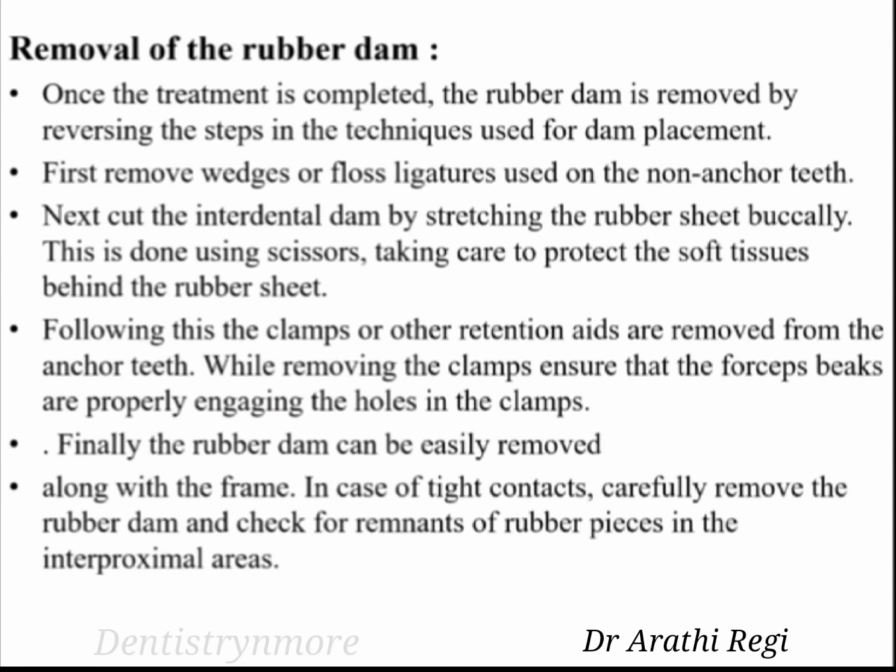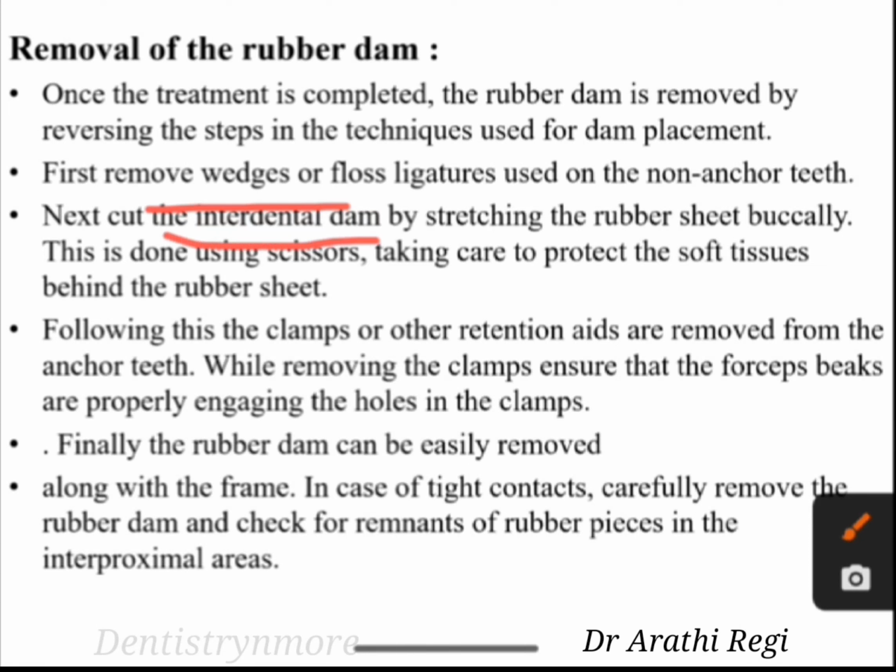Next one is removal of the rubber dam. Once the treatment is completed, the rubber dam is removed by reversing the steps in the technique that is used for rubber dam placement. So, by reversing, first one is remove the wedges or floss. After that, cut the interdental dam by stretching buccally, and following this, the clamp or any retraction aids are removed, and then the rubber dam can finally be removed along with the frame.